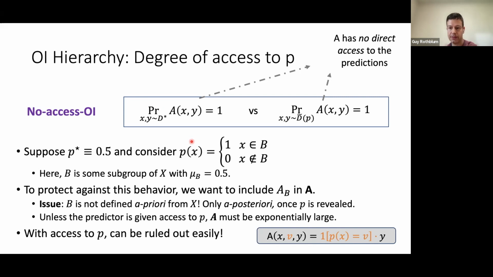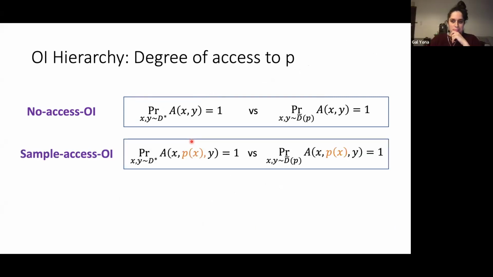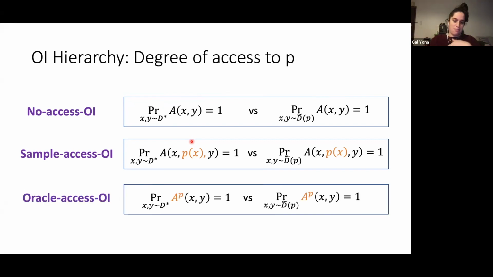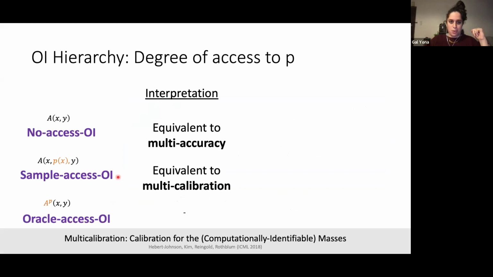Okay, cool. Thanks, Guy. So this is the second level of the hierarchy that I'm calling sample access OI. With this additional access that I gave the distinguishers to P, you could also imagine a third level of this hierarchy where now they have oracle access to P. In particular, they can query for the predictions of individuals that are not necessarily the sampled individuals. This is the difference from the previous level. So this is a hierarchy of definitions of OI.